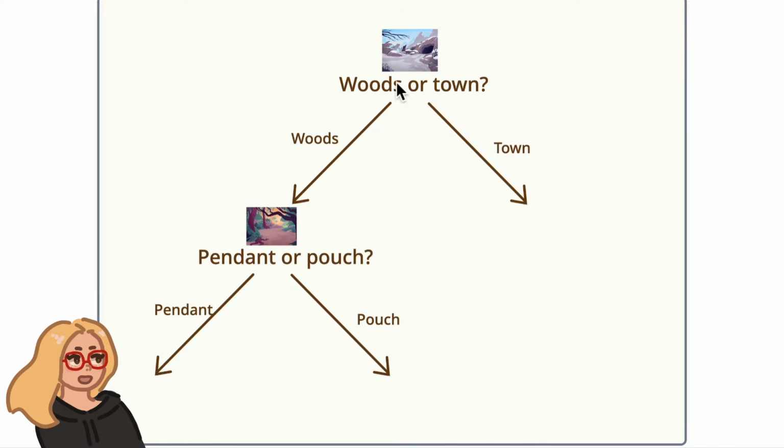My first question is, do they want to go to the woods or the town? And then if they pick woods, they'll go to this scene, and it will ask them if they want to pick up a pendant or a pouch, and then they'll have those two options. And later I could add on more things that can happen if they go to the town. But yeah, this can be nice for keeping track of where you are in your story.